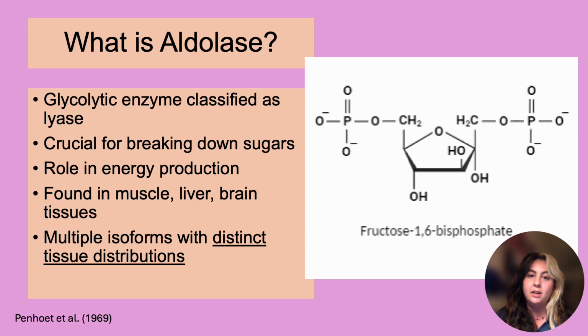So it can be subdivided into two classes. Class 1 aldolases are going to be found in vertebrates, plants, and green algae. And then class 2 is going to be found in bacteria, fungi, and some archaea. So those are going to differ mainly in their reaction catalyzation mechanisms.